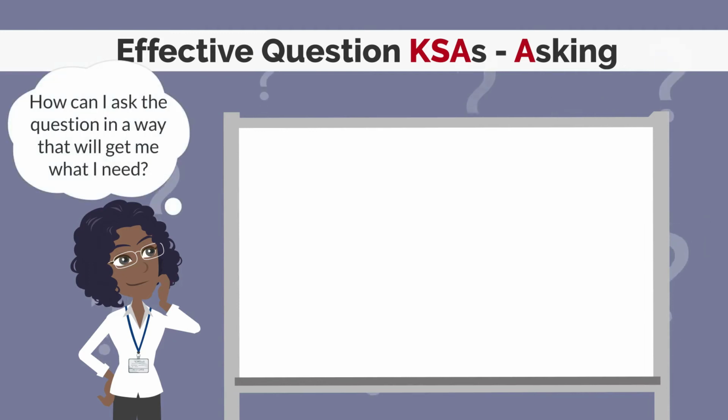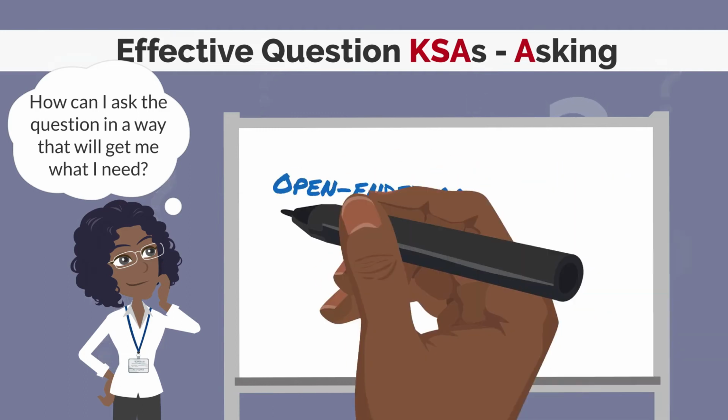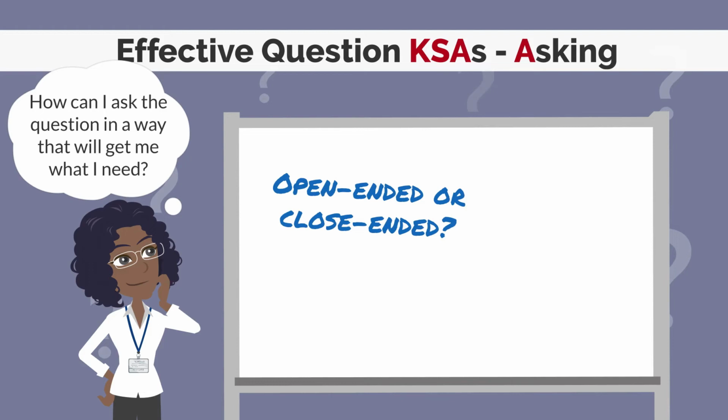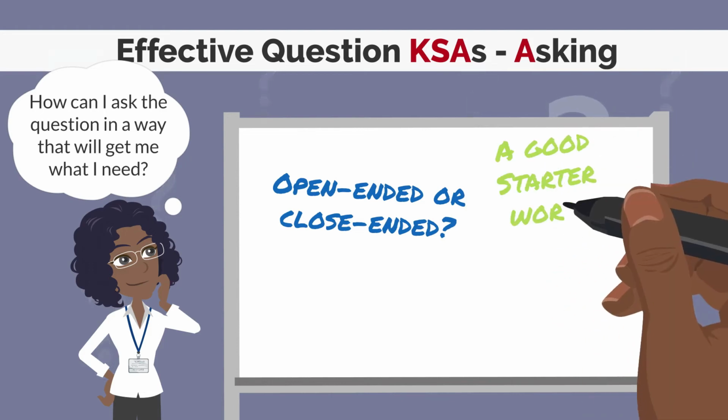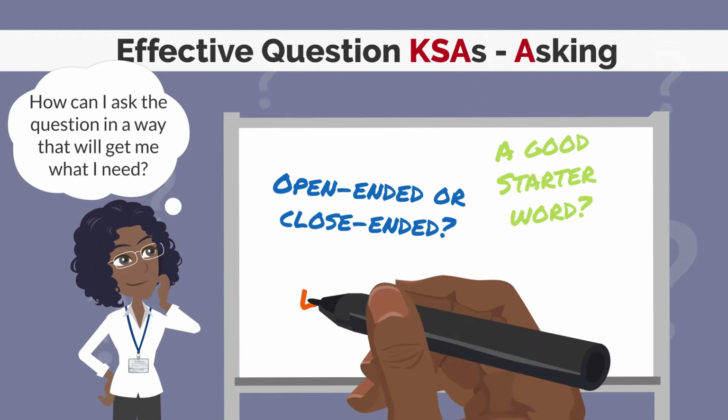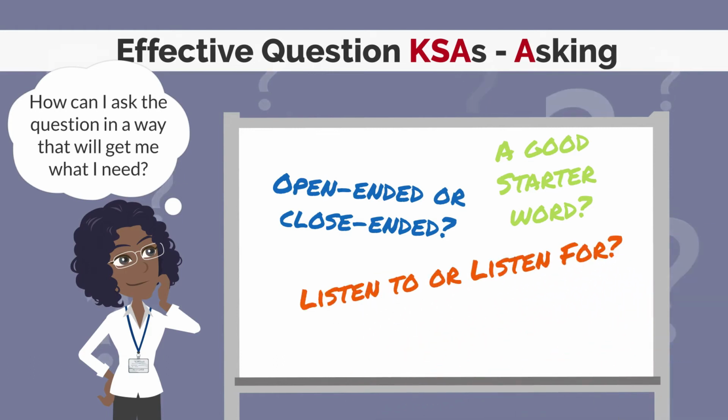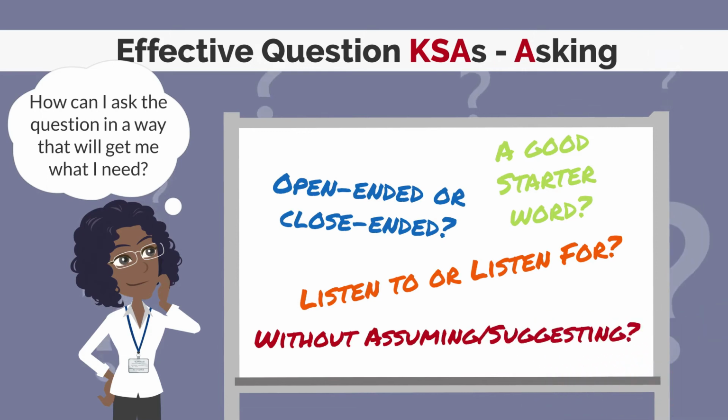Being clear with yourself about what you want to learn will help you decide what kinds of questions will help you gain that information. You also have deliberate decisions to make in terms of how you ask questions. This is about choosing open or closed-ended questions, selecting the right starter word, using questions as a way to listen to understand and acknowledge the other person, and as a way to listen for information to decide or act. Avoiding the suggestion and assumption trap, otherwise known as loaded questions.